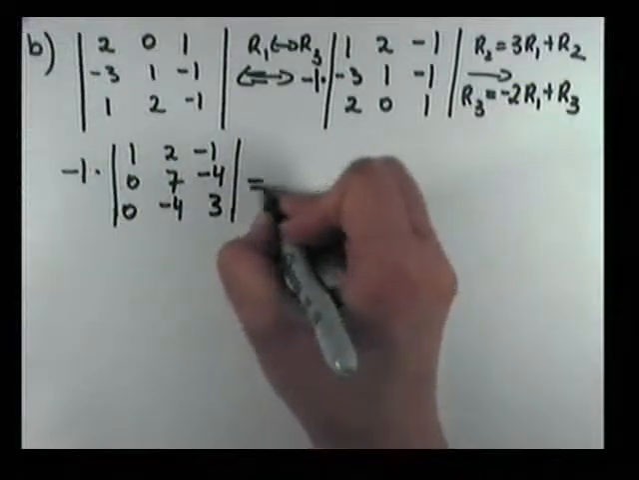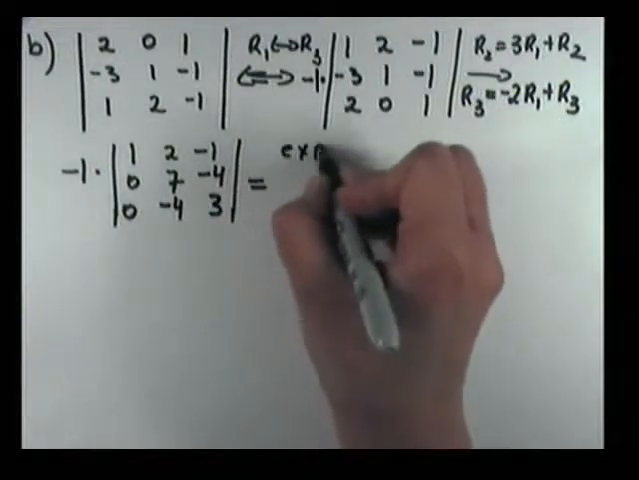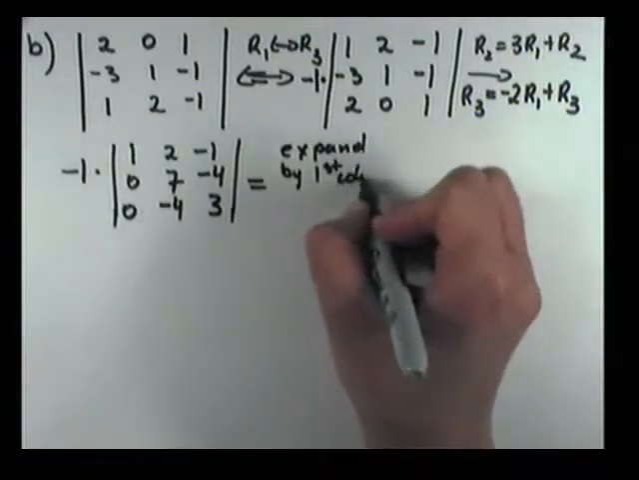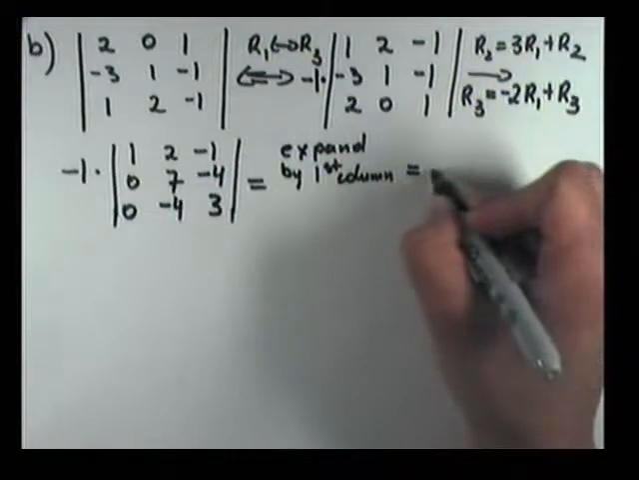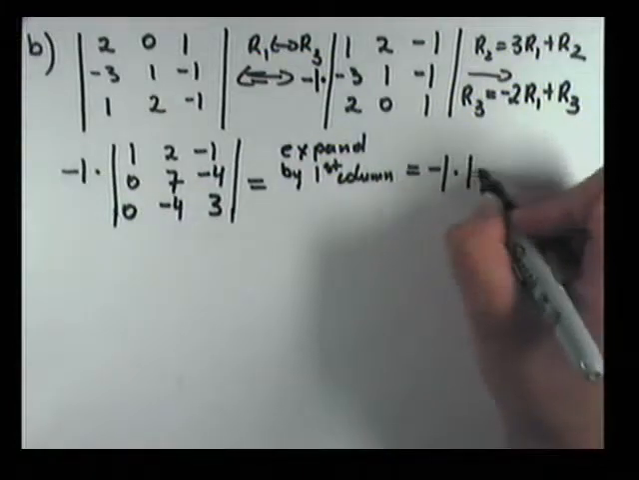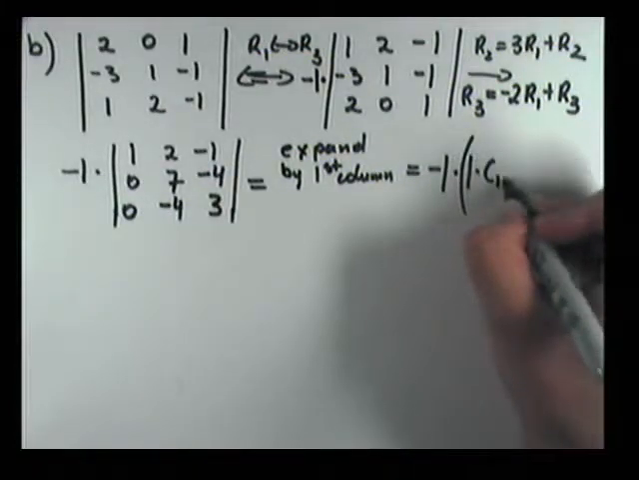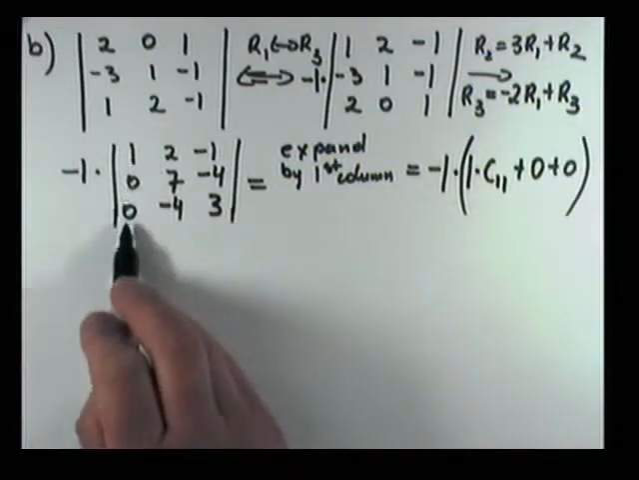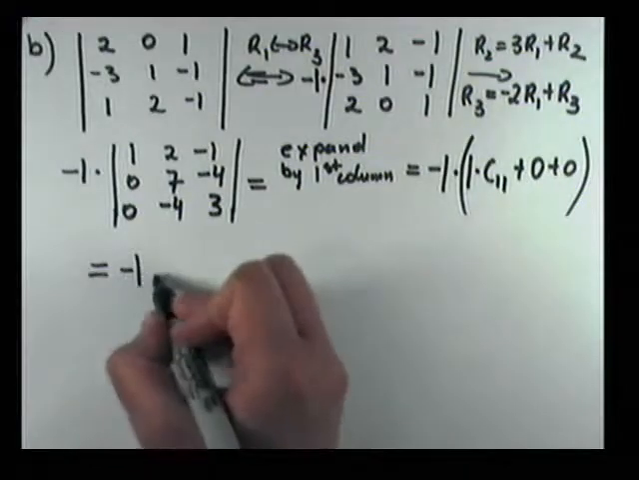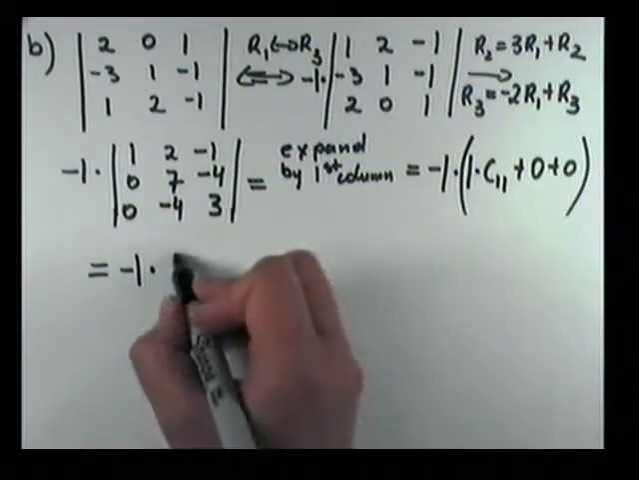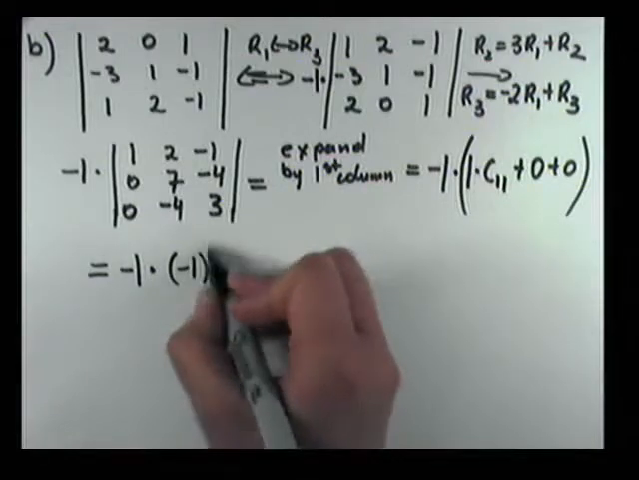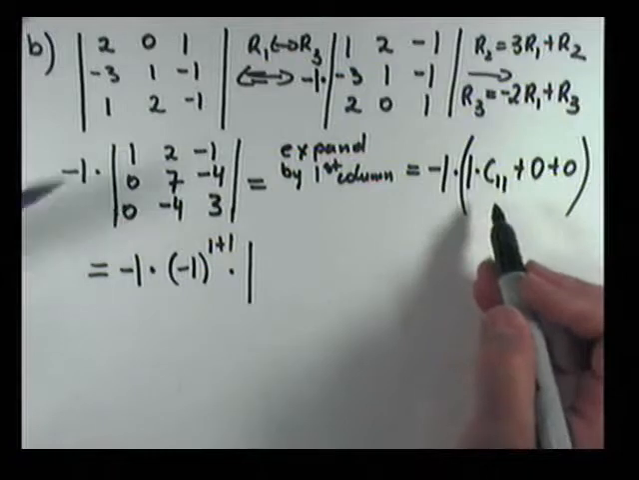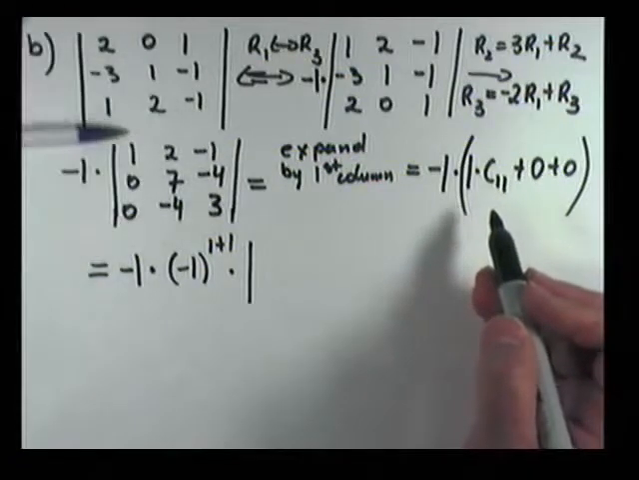So now we expand by the first column. So this is minus 1 times 1 times cofactor 1, 1, and plus 0 plus 0. This is 1, 0, 0. So this is equal to minus 1 times, from cofactor we get minus 1 to the power 1 plus 1, times, delete the first row and first column.